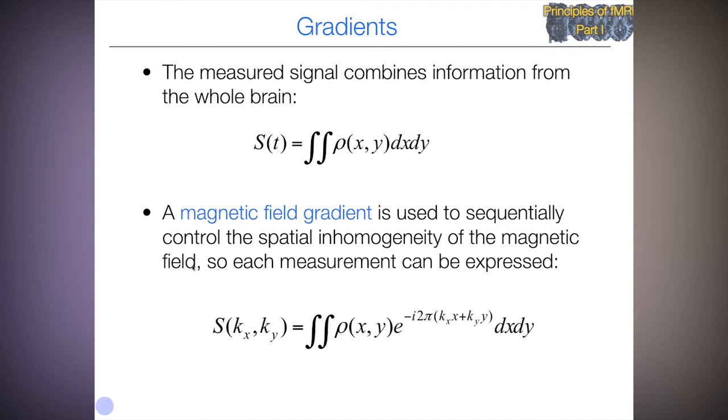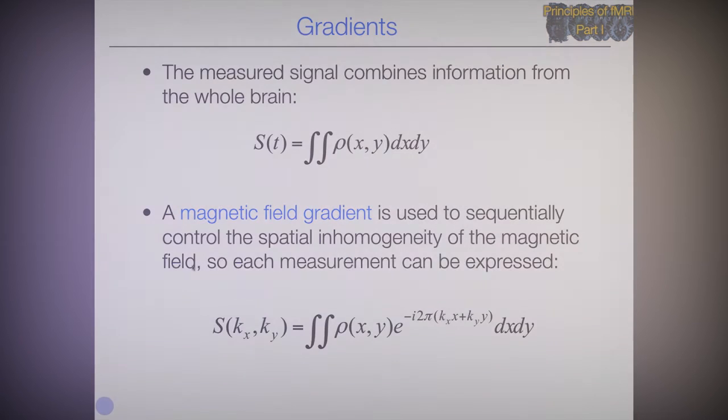This is an example of the Fourier transform. And so what we can see here is that the measurements that we make, S of kx, ky, are actually the Fourier transform of the image that we want to reconstruct. So this is a very useful relationship between the measurements made by the scanner and the image that we want to view and work with.